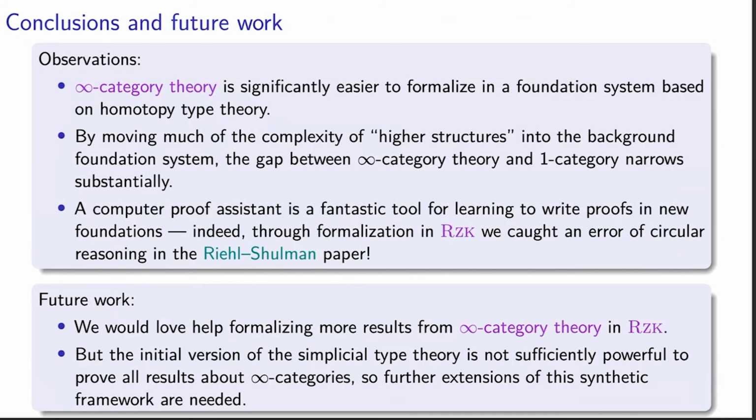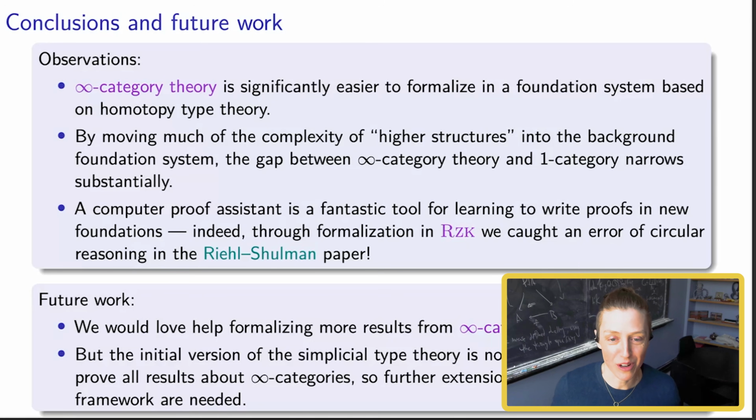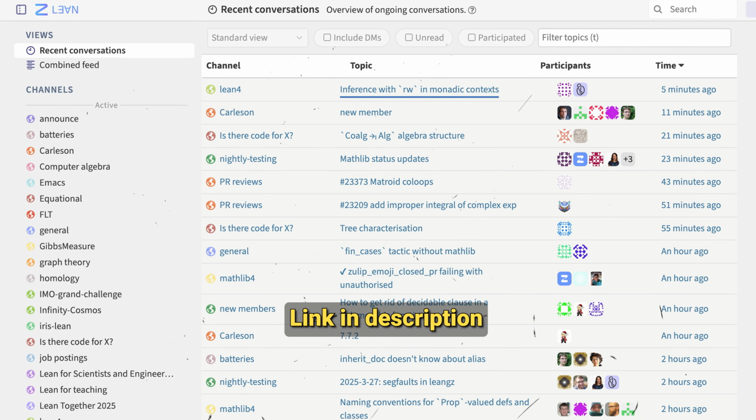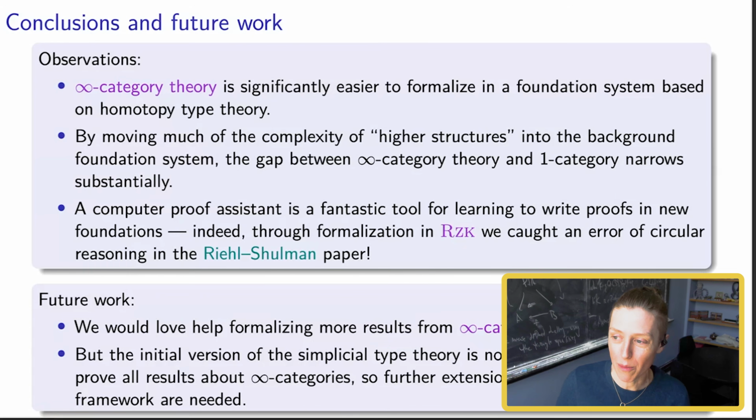I have also been involved in a project to formalize some infinity category theory in Lean. You could join me on the Lean Zulip chat if you want to hear more about that. But this method, where we're not formalizing infinity category theory in traditional foundations, but instead in something based on homotopy type theory, I think is really a lot easier. We're moving the complexity of higher structures into the background, and as we've seen, significantly narrowing the gap between infinity category theory and one category theory.